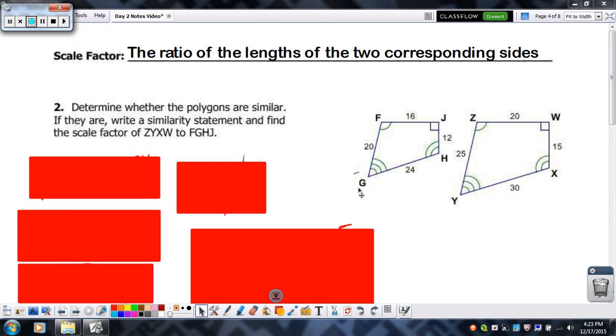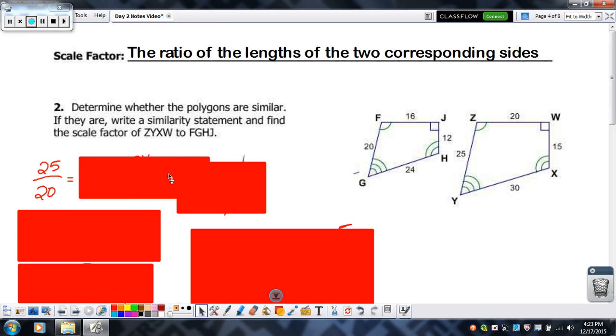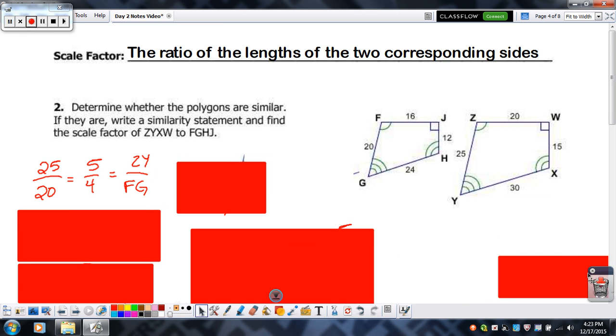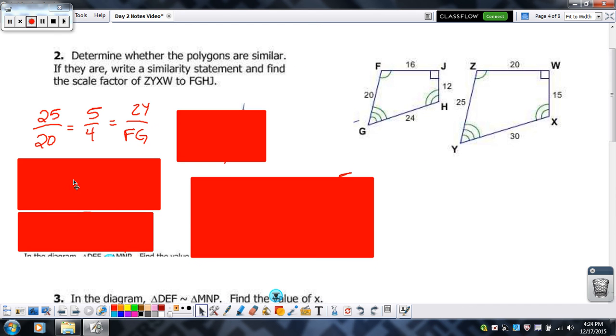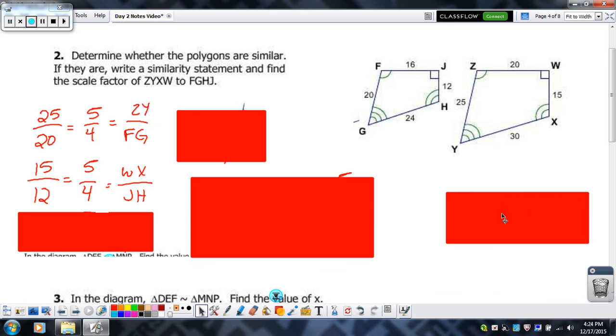Once again, I'm going to put my large shape on top and my small shape on bottom. So that gives me 25/20, which simplifies to 5/4. Next, I'm going to look at side WX, which is corresponding to side JH. So I'm going to take my large side and put it on top of my small. So we've got 15/12, which once again simplifies to 5/4.